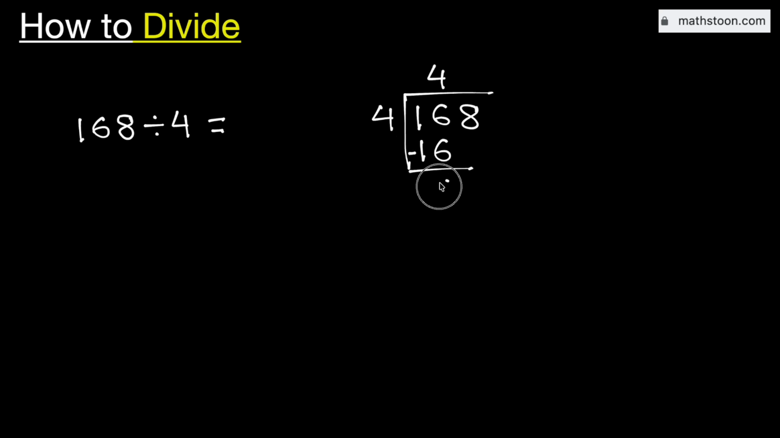Subtract, we get 0. Now 0 is less than 4, that is why we need to bring down this number 8 here. Now see that this is the number 8. So we will remove this 0. And we know that 4 times 2 is 8. Subtract, we get 0. As we have no number to bring down here and got the number 0, so we will stop.